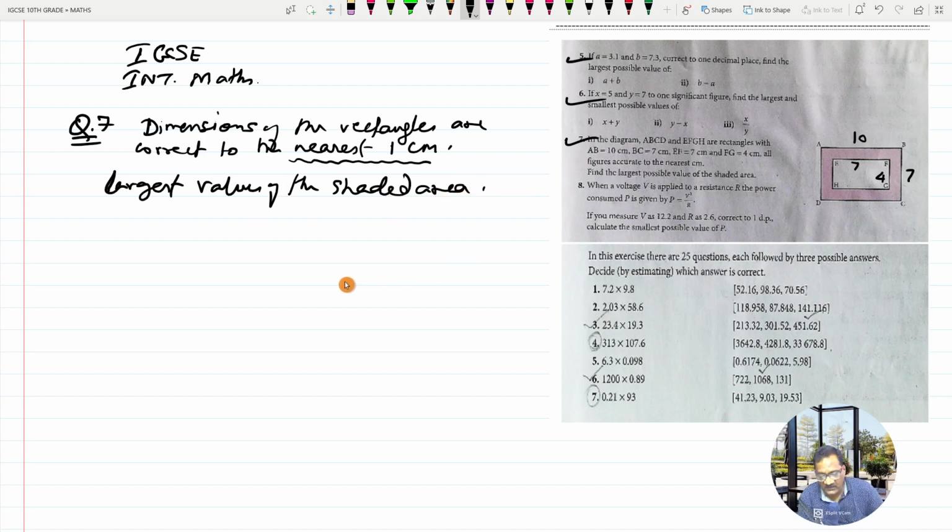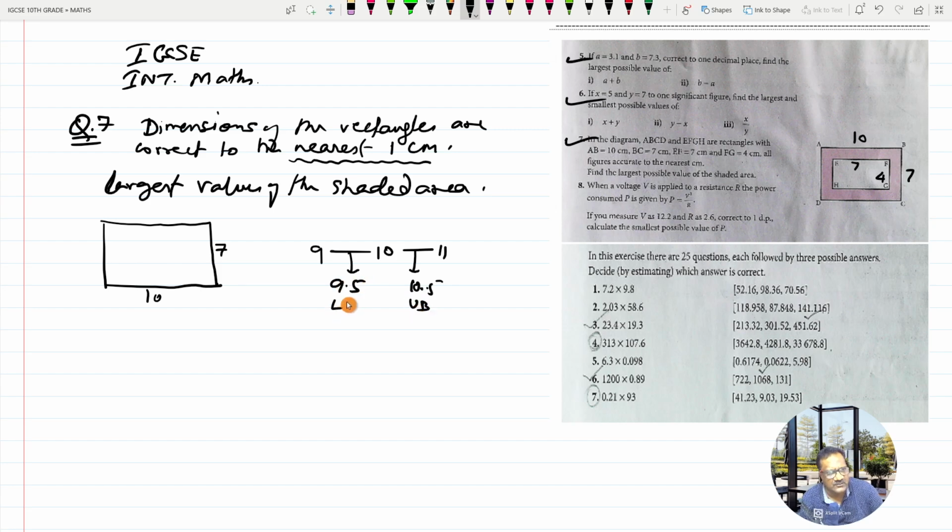So how are we going to deal with this question? In this question, these dimensions that are given to you, first we'll take the outer rectangle. The length is given as 10 centimeter and the width is given as 7 centimeter, right? For this 10 centimeter, we will find out the upper and the lower bound. So on this side I'll take 11 and here I'll take 9, and the midpoint of these will be 10.5 and this will be 9.5. So this is the upper bound and this is the lower bound.